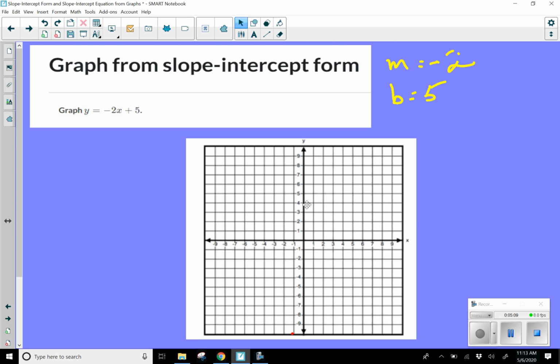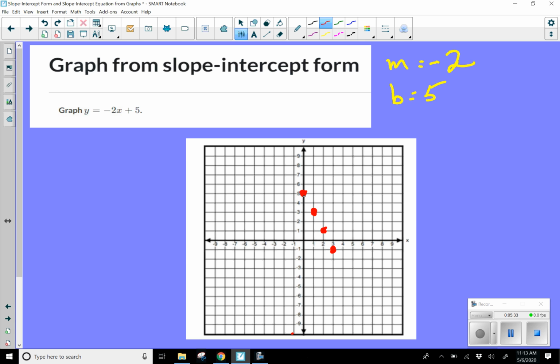Okay, so I'm going to draw a point at positive 5, which is my y-intercept, and my slope is negative 2, so I'm going to go down 2 over 1, down 2 over 1. You can put as many points in as you want.